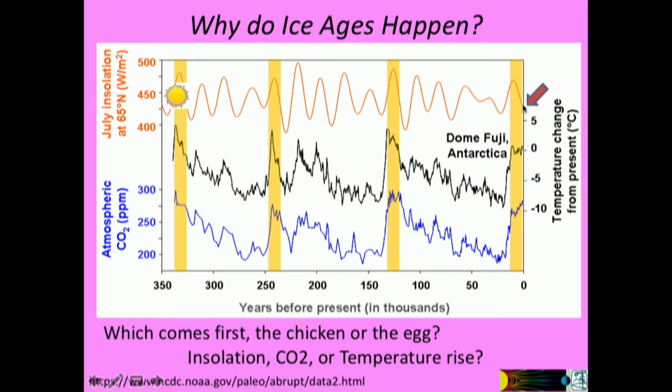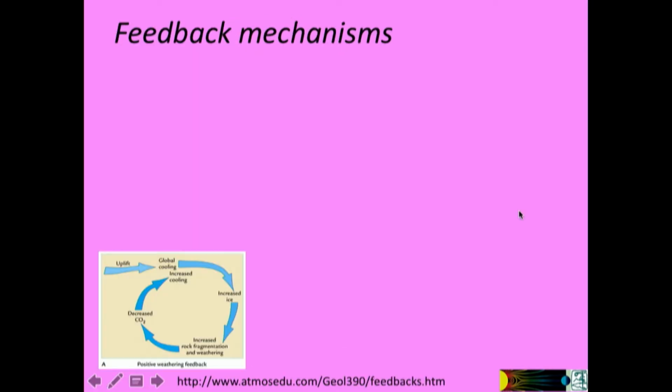And what's happening now? We're at a really low solar insolation, high CO2, high temperature. So what's going on? Feedback mechanisms are really important. Some of you know about feedback mechanisms. They can either be positive or negative. Positive means they're self-reinforcing. Negative means they're stabilizing. Positive drives out of equilibrium, and negative drives a system back to equilibrium.